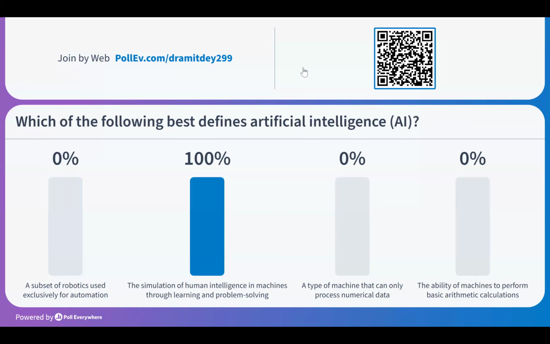Okay, so yes, the answer is what all of you got that correct. So the best definition of AI is a simulation of human intelligence. So now we understand what intelligence is. We want artificial intelligence to simulate human intelligence in the machines through learning and problem solving. Okay, so that's the first question. Let's try to see if we can do the next one.